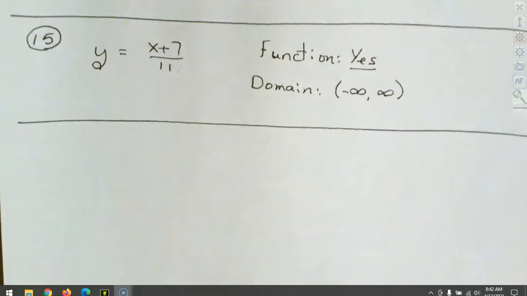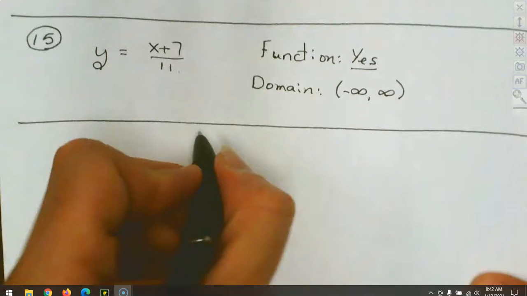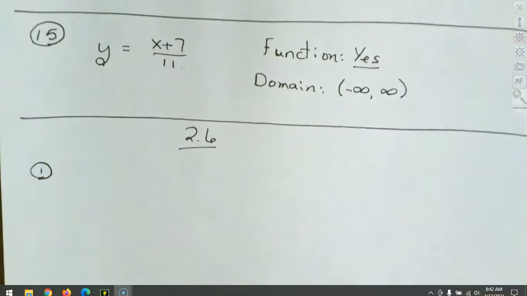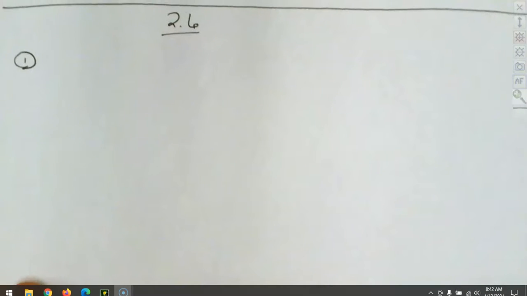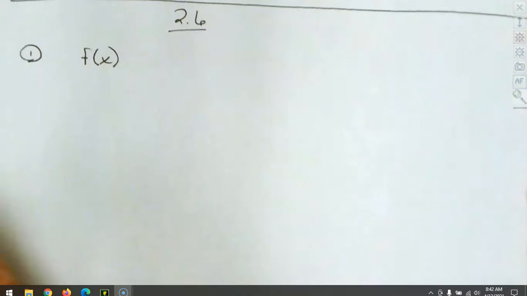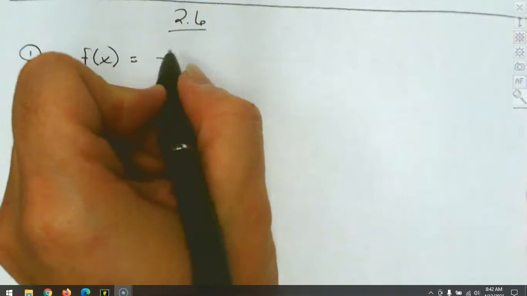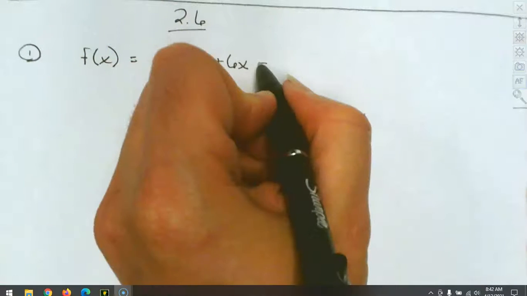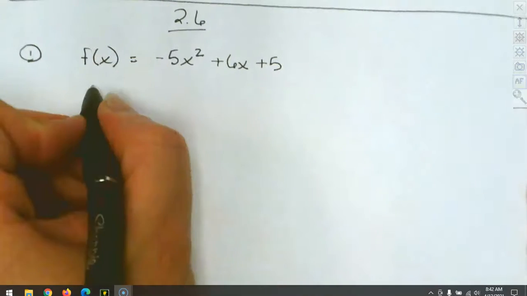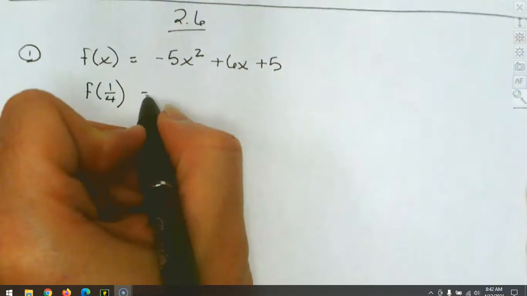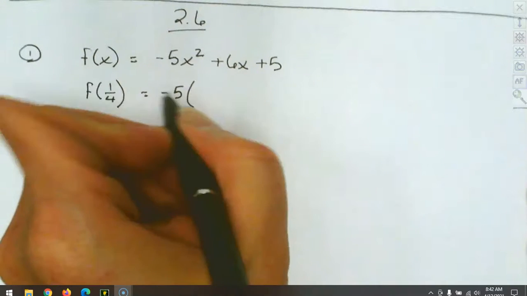2.6, we're going to look at question 1 first. Now, what we're doing in 2.6 is we're working with functions. And this first question, we have to work with fractions. So we've got our f of x, which is negative 5x squared plus 6x plus 5. So that's our original function. And we want to find f of 1/4. So what do we do? We plug in that 1/4.